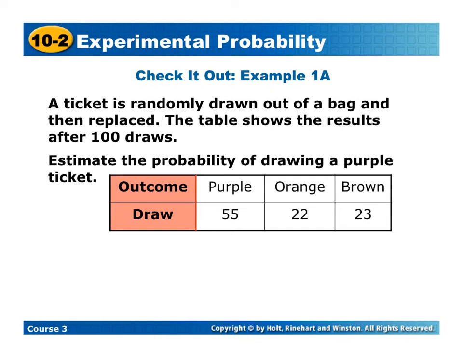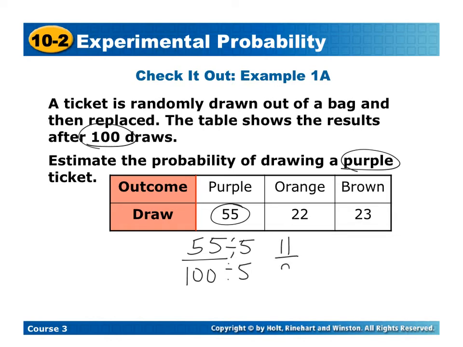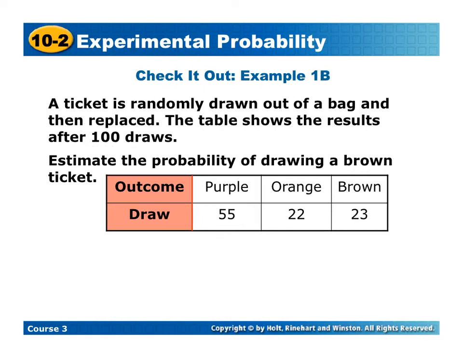So here a ticket is randomly drawn out of a bag and then replaced, and the table shows the results after 100 draws. So if we're looking for purple, our purple is going to be 55 out of 100. Once again, we can simplify though. So this is going to be 11/20. Same type of thing, so why don't you go ahead and pause this one, try this one out. Okay, so since it's a brown ticket, it's going to be 23 out of 100, and since we can't reduce that, there'd be a 23% chance of choosing a brown ticket.